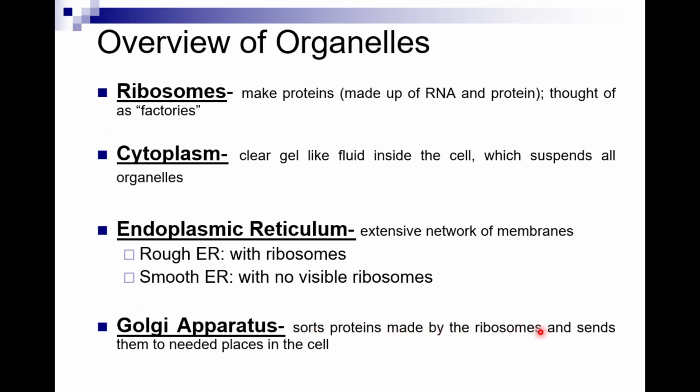Now the next organelle is the Golgi apparatus, which sorts proteins made by ribosomes. As I have told you, ribosomes synthesize proteins inside the living cell. So the synthesized proteins from ribosomes are sorted inside the Golgi apparatus. The sorting process is done by the Golgi apparatus, which sends them to needed places in the cell. So transportation and protein sorting, these two functions are performed by the Golgi apparatus.